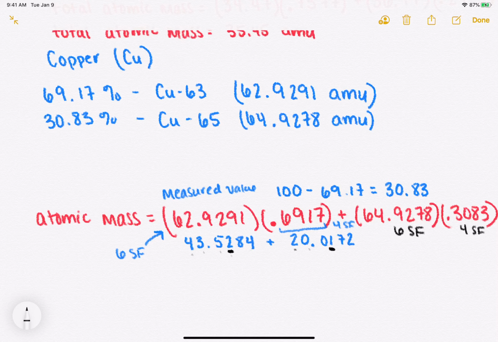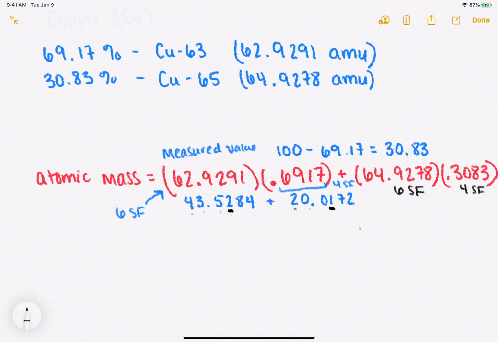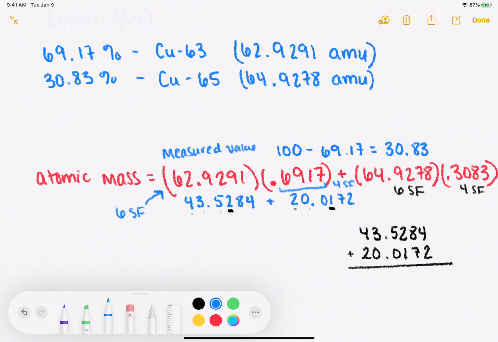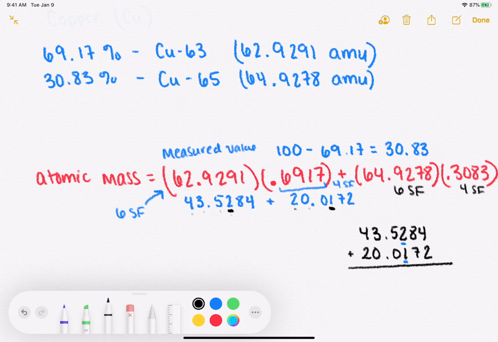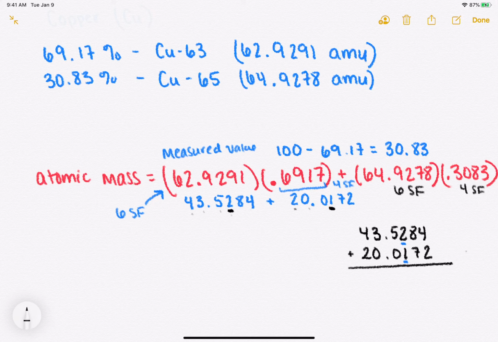So when we add those two values together, we're going to have 43.5284 plus 20.0172. So in this particular problem, both of these values have the last significant digit in the hundredths place. So that makes this problem pretty easy to solve. So we just solve this problem mathematically to get 63.5456.